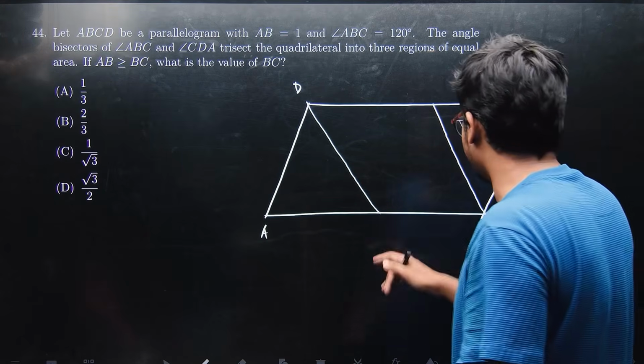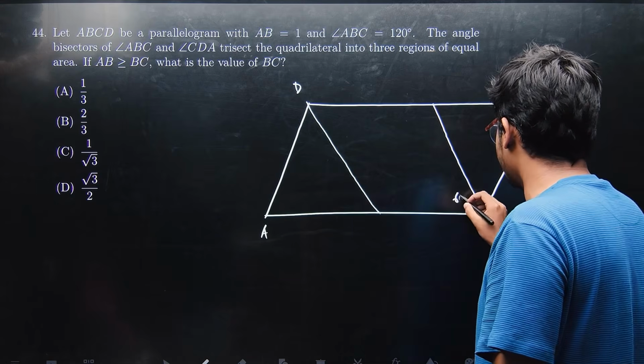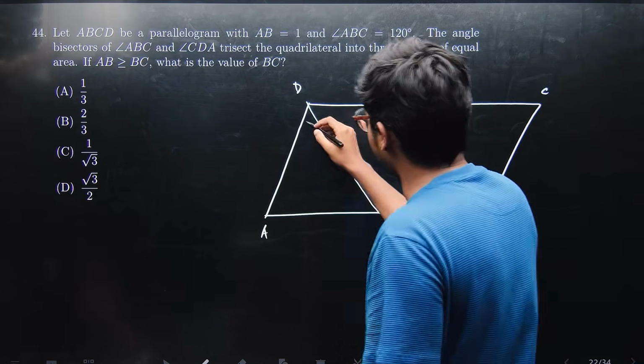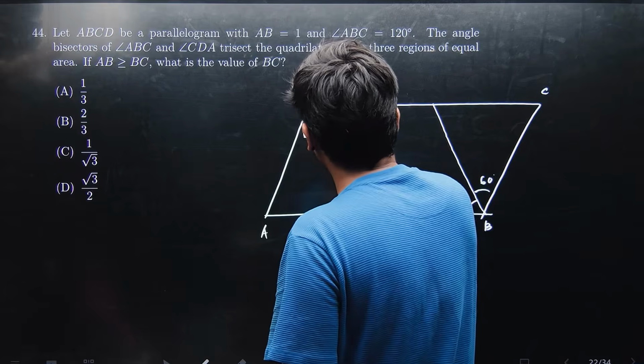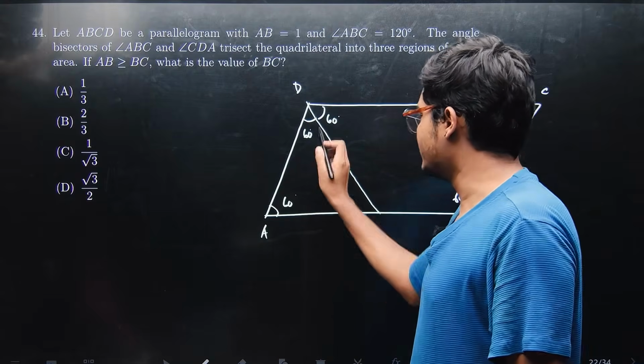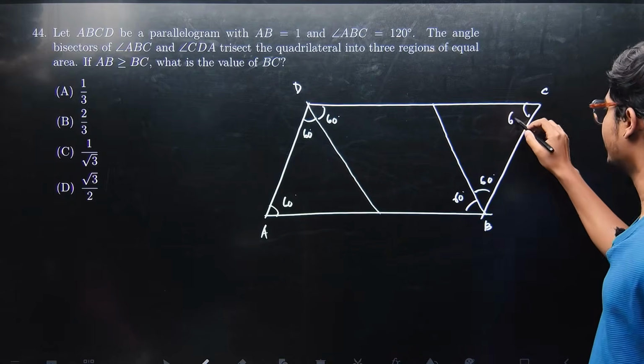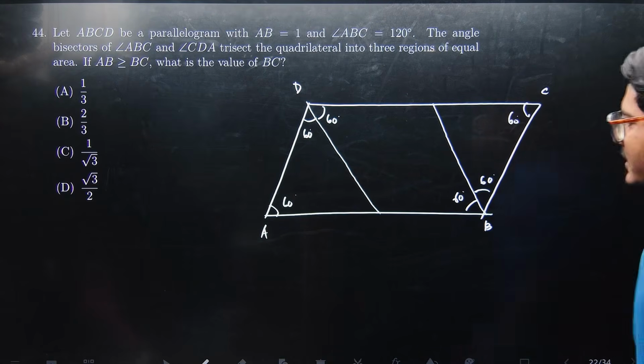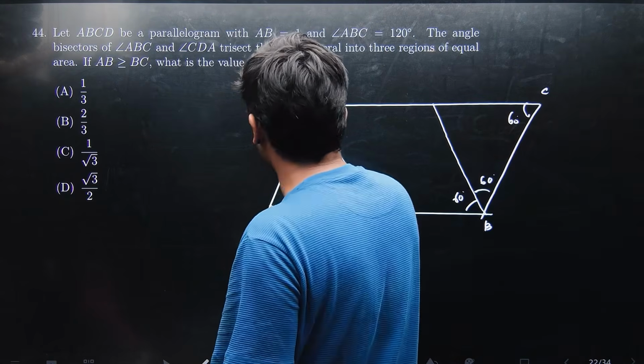Angle ABC is 120, right? So if ABC is 120, these two angles are going to be 60 each. Similarly, these two angles are going to be 60 each, right? Now again, because it's a parallelogram, if this angle is 120, this angle by default has to be 60, right? Which means that these two triangles are individually what? Equilateral triangles, okay? Now let's assume that the side length of AD is some x, okay?